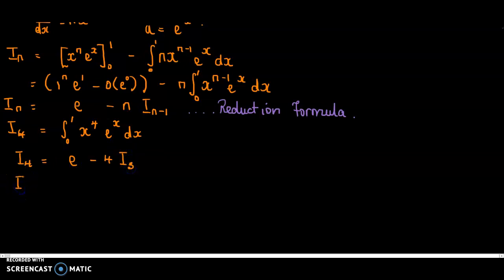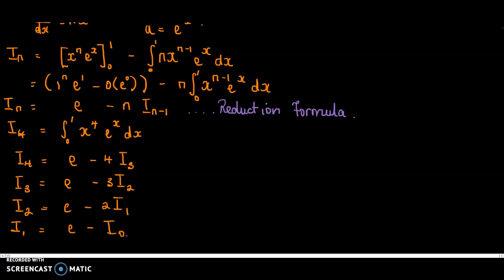And now we could find what I3 is. I3 is equal to e minus 3 times I2. And in a similar manner, if we substitute n is equal to 2, we're going to get I2 is equal to e minus 2 times I1. And I1 is equal to e minus I0.